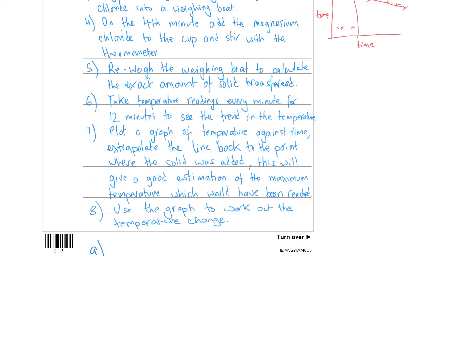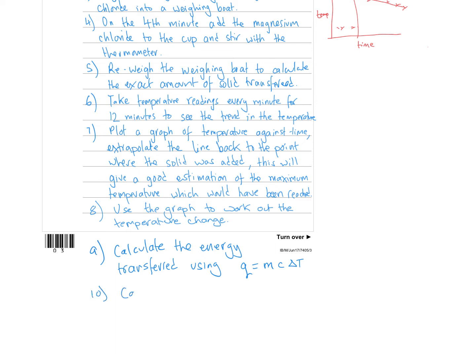Finally, we need to say how we would process the results. So what are we going to do with that temperature change from the graph? We need to calculate the energy that's been transferred to the water using the equation Q equals mc delta T, where m is the mass of water, c is the specific heat capacity of water, 4.18, and delta T is the change in the temperature.